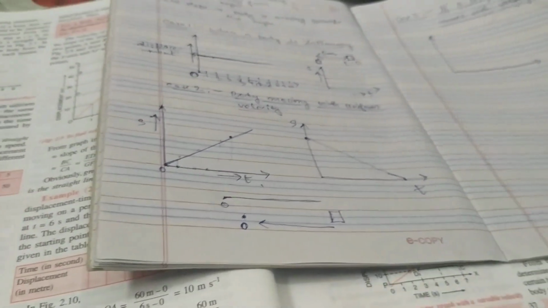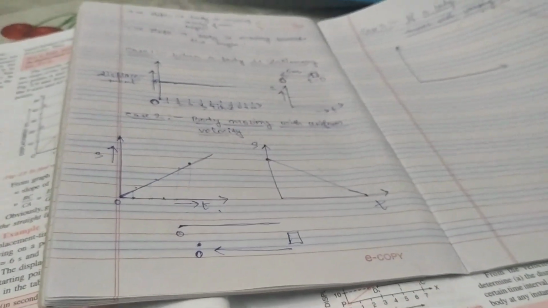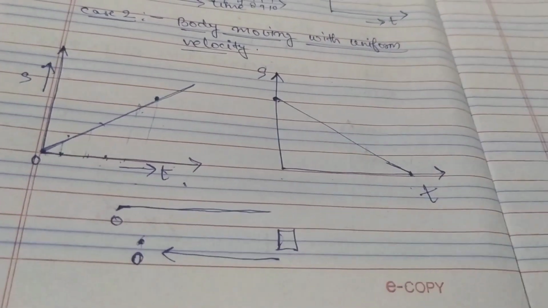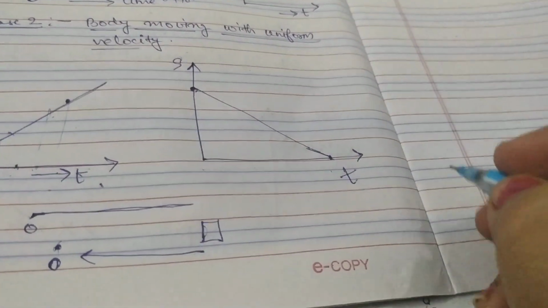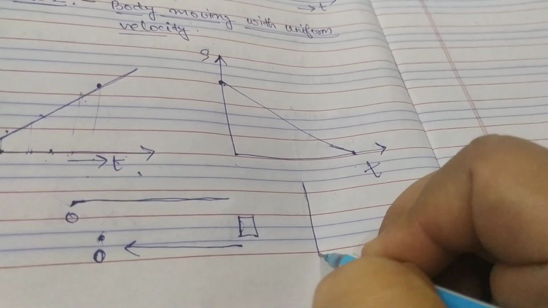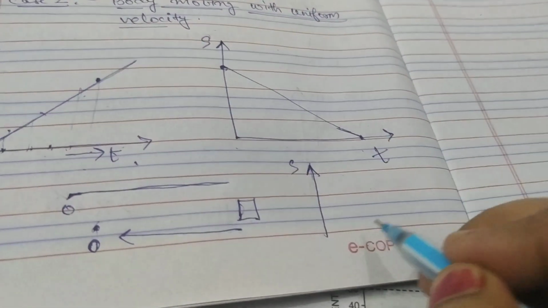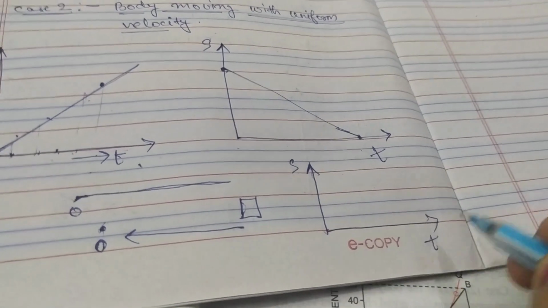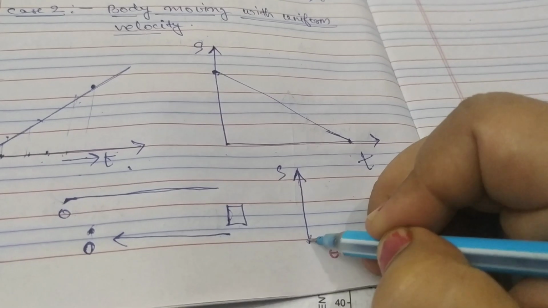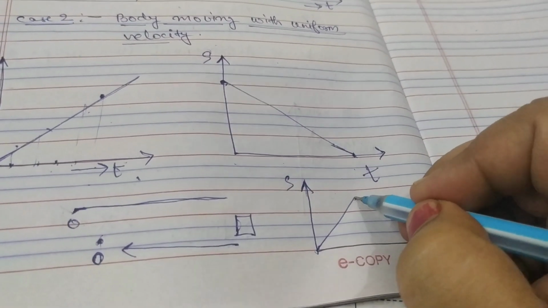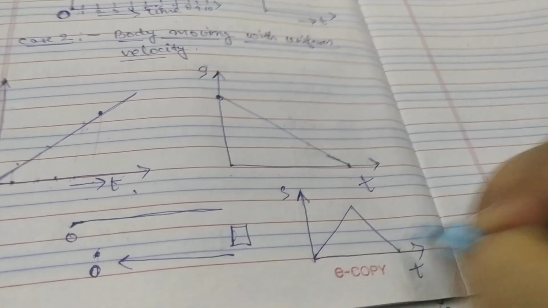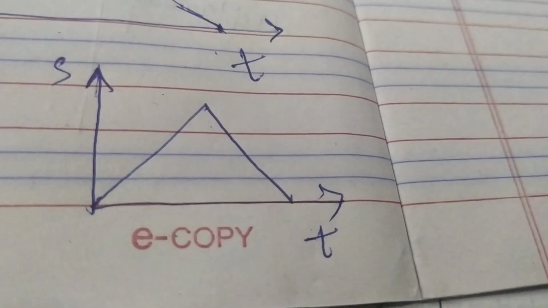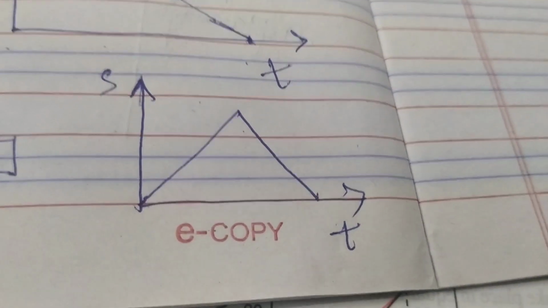One more thing in this graph, I would like to take an example that is given in your book. Let me draw it here, a smaller one. See, this is S, this is T. Suppose I draw a graph like this. What does this graph show? Can you understand this? What is happening over here?